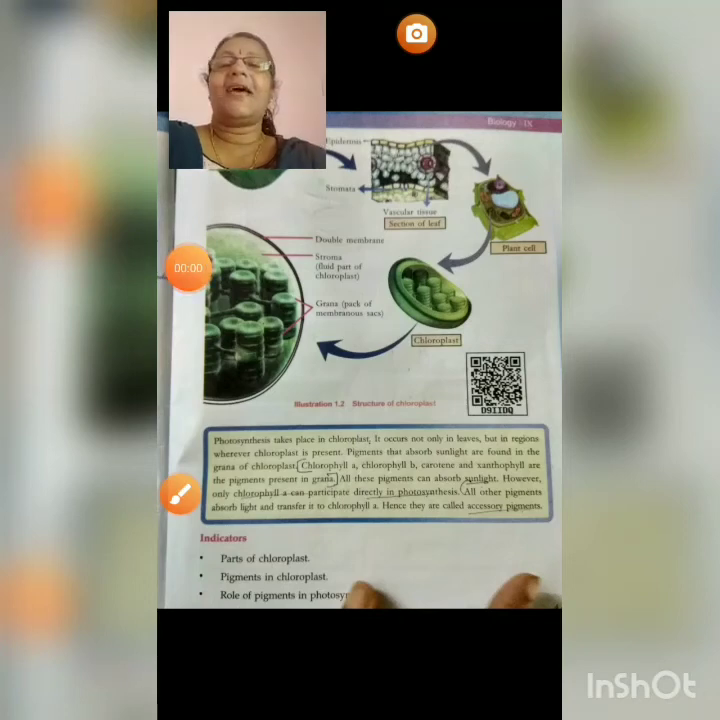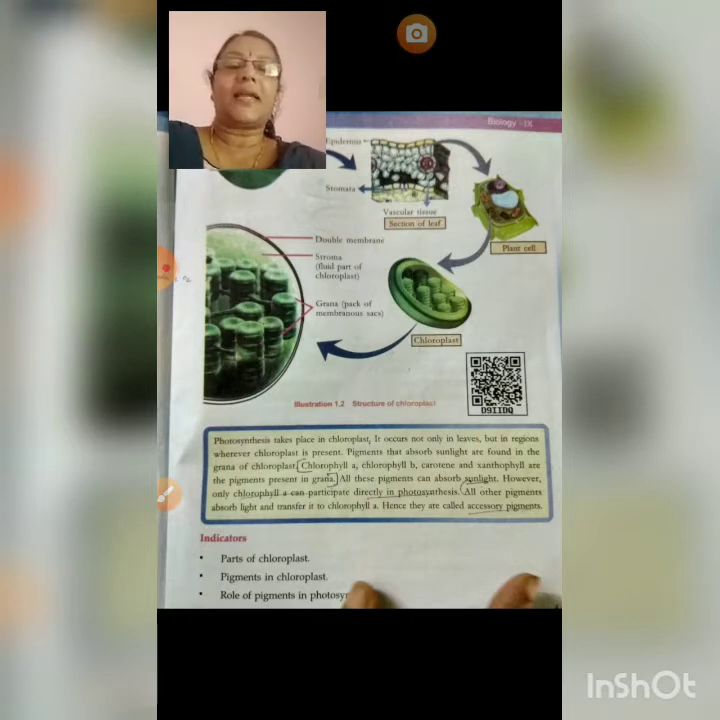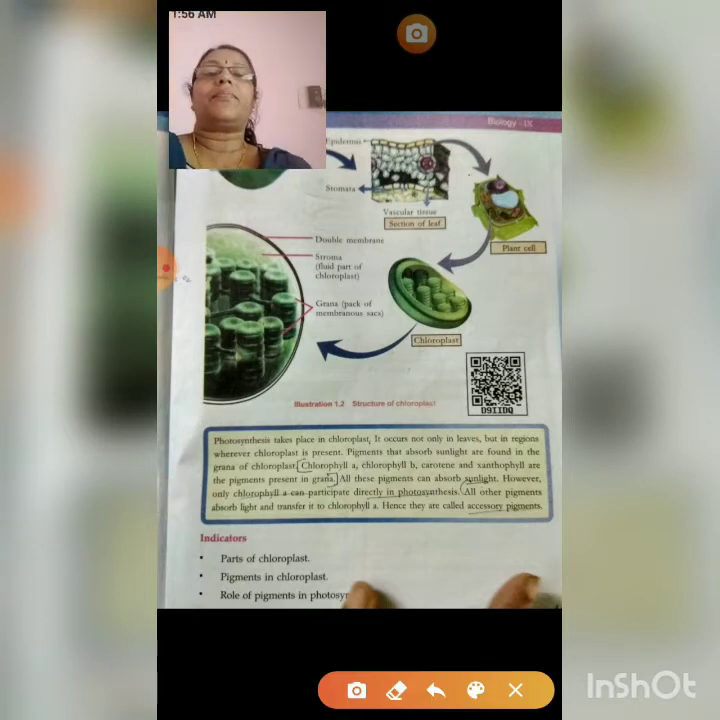Morning children. Last class we had learned about the factors necessary for photosynthesis. Today we are going to learn the structure of chloroplast. Look at this picture. This is the cross section of a leaf.